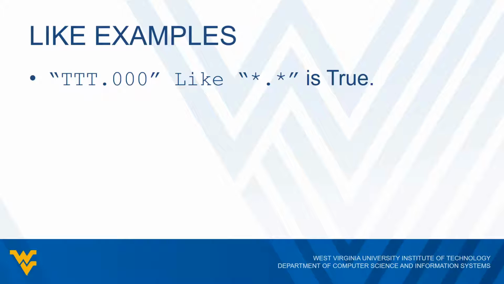So first, we have to ask, is there a dot in our string? The answer is yes, there is a dot. So that means that we can have anything before and anything after. So here we have a bunch of T's in front of it, we have a bunch of zeros afterwards, we're good to go. This is true.